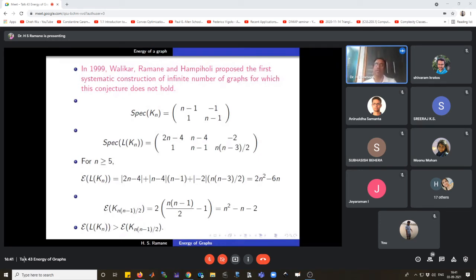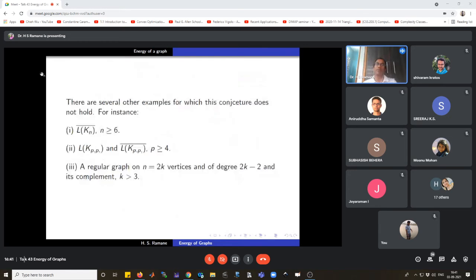A graph G whose energy is 2 times n minus 1, and G is not a complete graph, because for the complete graph the energy is 2 into n minus 1. If G is not a complete graph but the energy is 2 times n minus 1, then that graph is called border energy. If it is more, hypernergetic; if less, non-hypernergetic; and if equal, border energy. There are several graphs, as I told.